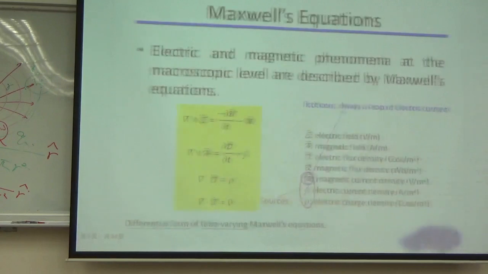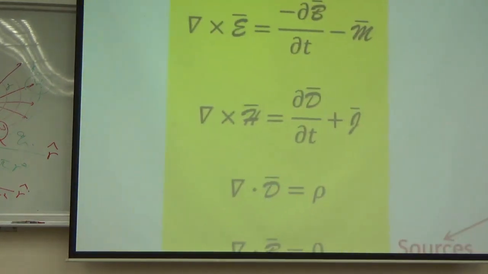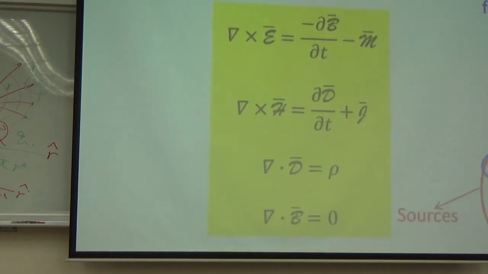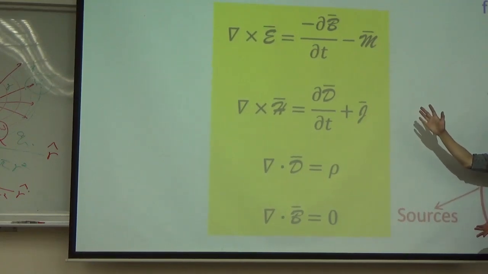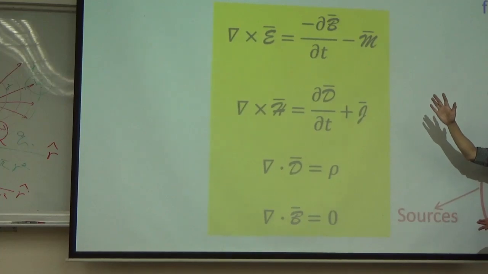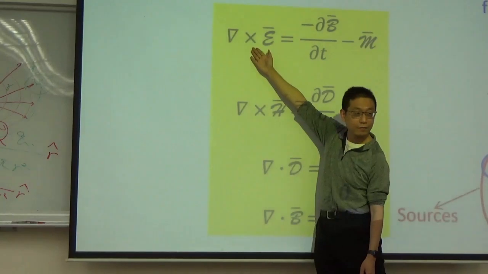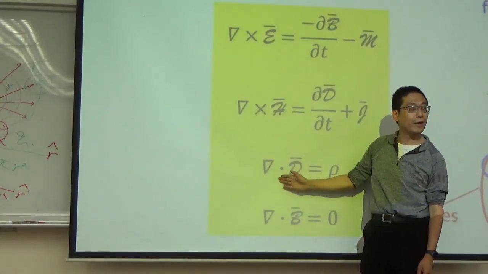Okay, Maxwell's equations. I see it's okay, right? My equations are totally accepted. Now after I write down the equations, I have to explain what those are. Last week we already explained the operators, curl and divergence, right?